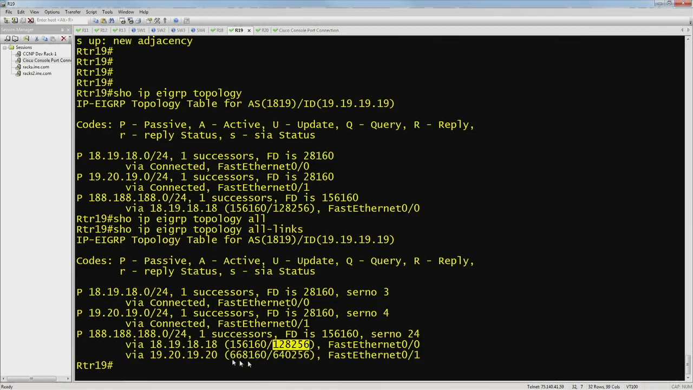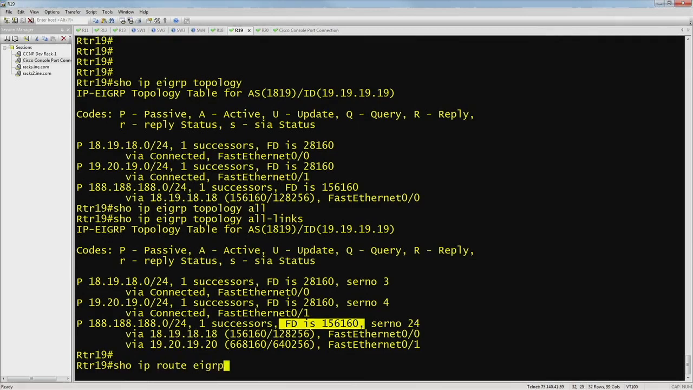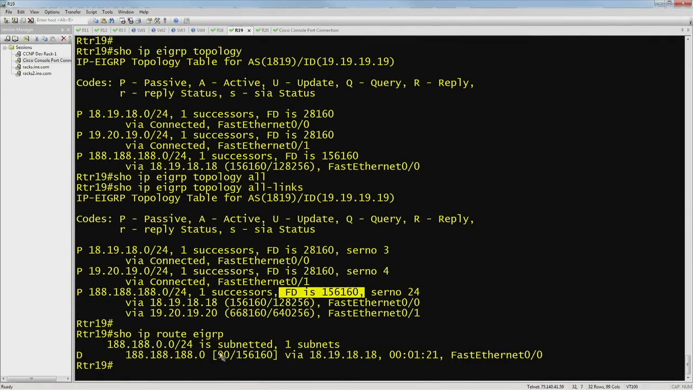And when we do our final calculations, router 19 says, well, my feasible distance via router 18, which is the .18 router, is 156,000, and my feasible distance via router 20 is 668,000. So clearly the route via router 18 is the best one. So he takes that feasible distance, copies it here, and then you can actually see this in the routing table itself. That's the metric that shows up in the routing table. There it is. There's our administrative distance, and there is our feasible distance.